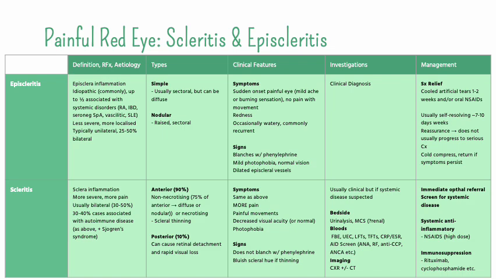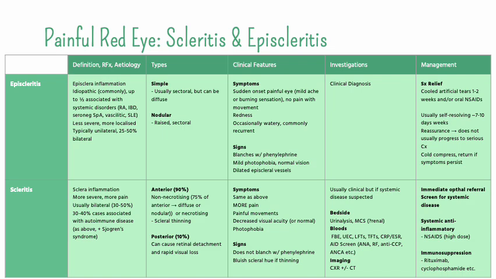Regarding the signs, in scleritis, we tend to see a bluish scleral hue if the sclera is thinning, but mostly the diagnosis for both of these conditions is based on clinical judgment. However, if there are signs of systemic disease, then you may want to work the patient up to determine what the underlying systemic disease is, and we have bedside, bloods, and imaging investigations that can be performed.